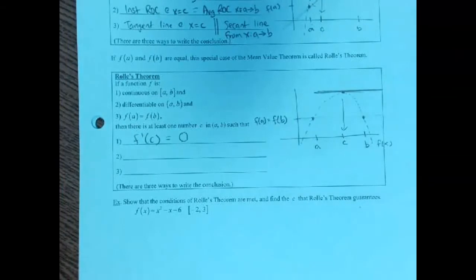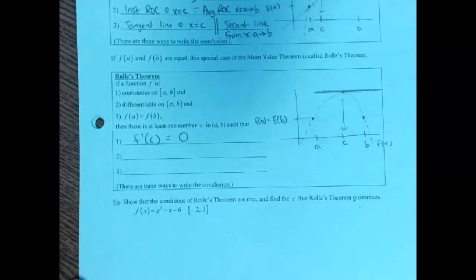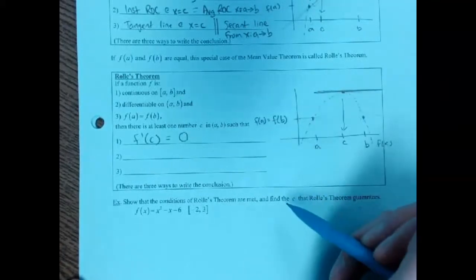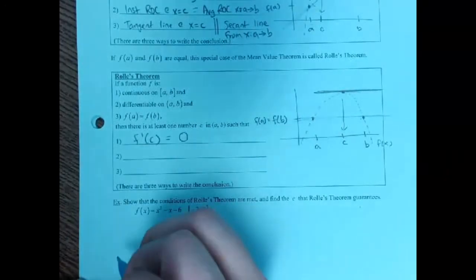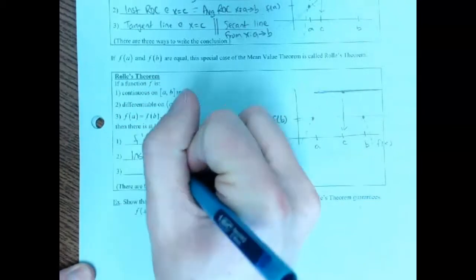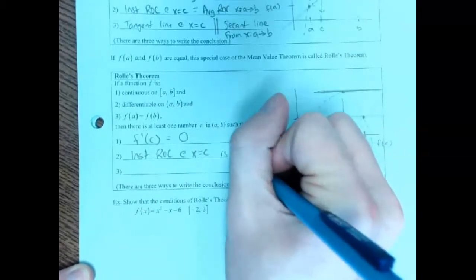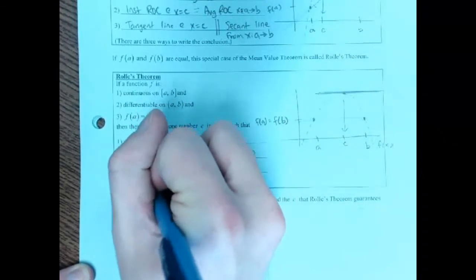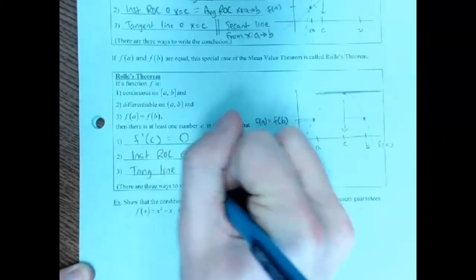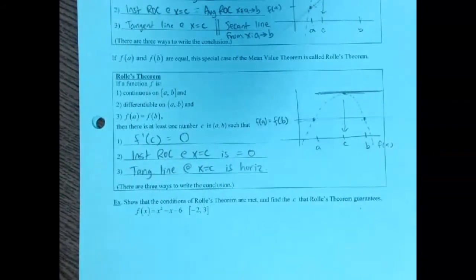It's the special case of the mean value theorem. If you have the f of a and the f of b, and you know those are the same, then you know those 2 points are at the same height. That means your secant slope is 0. So you can just jump straight to setting the derivative equal to 0. Or if you want to think about it more algebraically, the instantaneous rate of change at x equals c is equal to 0. Or if you want to think about it geometrically, you could say the tangent line at x equals c is horizontal. Okay, so Rolle's theorem, just a special case. It's a subset of your mean value theorem.